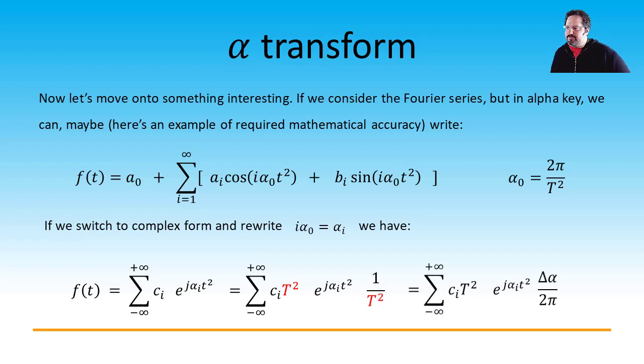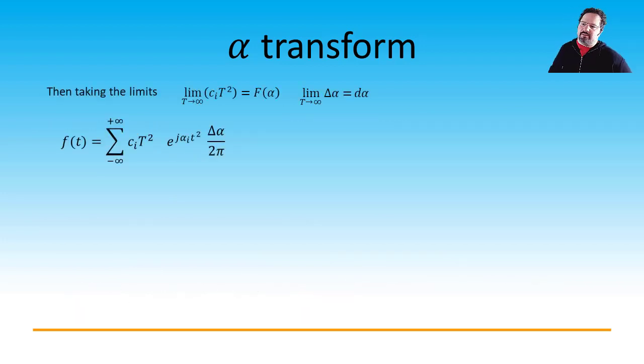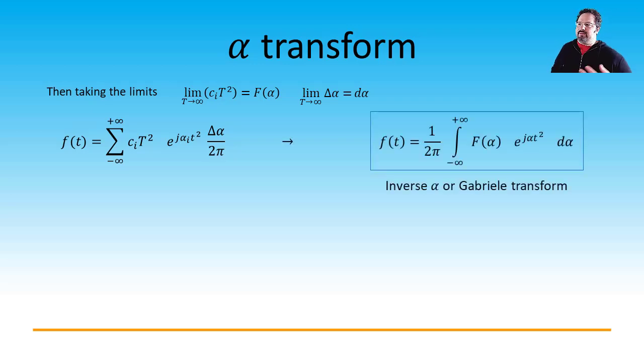We can go and then taking the limits, we can write down, and we arrive to this formula. This is f of t equals 1 over 2 pi integral of f of alpha e raised to j alpha t squared d alpha. This is the inverse alpha or Gabriel transform. I gave my name, of course, to the formula.